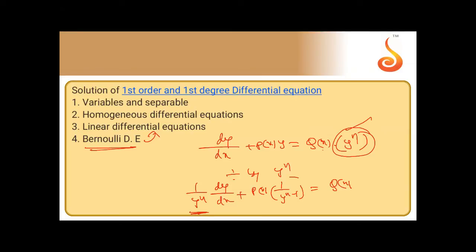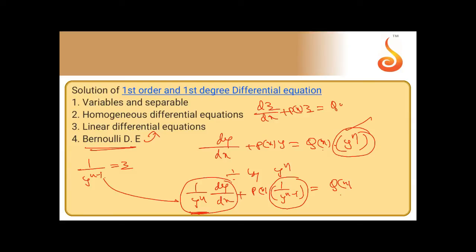To reduce it, this term should not be there. So in this part, whatever the x multiple is, you can take it as z. Take 1 by y power n minus 1 equal to z, and differentiate, and we'll get this term. Substitute here, and the equation reduces to the form dz by dx plus P of x into z equal to Q of x. Now this equation reduces to an LDE in z. So how we solved the LDE in y, you can solve the LDE in z.